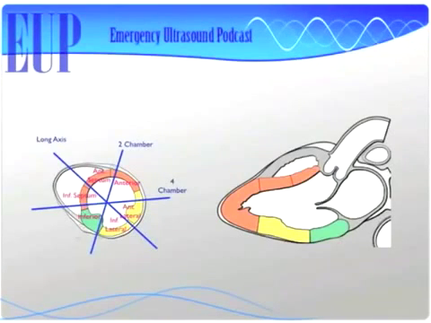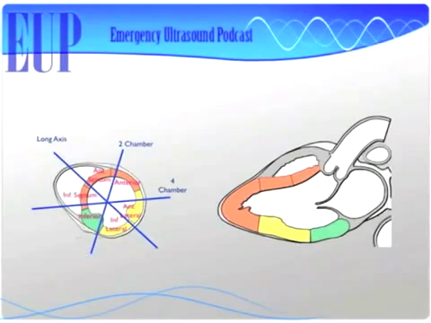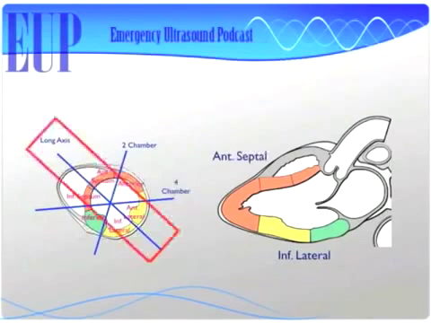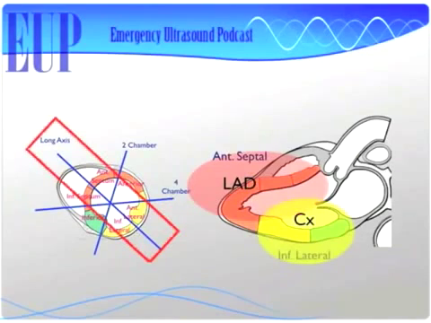And last but not least is the long axis view. So you can get the long axis from either the peristernal window or from the apical window. This is a 2D diagram of the peristernal window, and here looking to your left, we can see that it slices through the anterior septum and through the inferior lateral or anterior lateral walls. And what that means basically to us is that you're going to be getting a LAD and a circumflex distribution through those two particular walls.